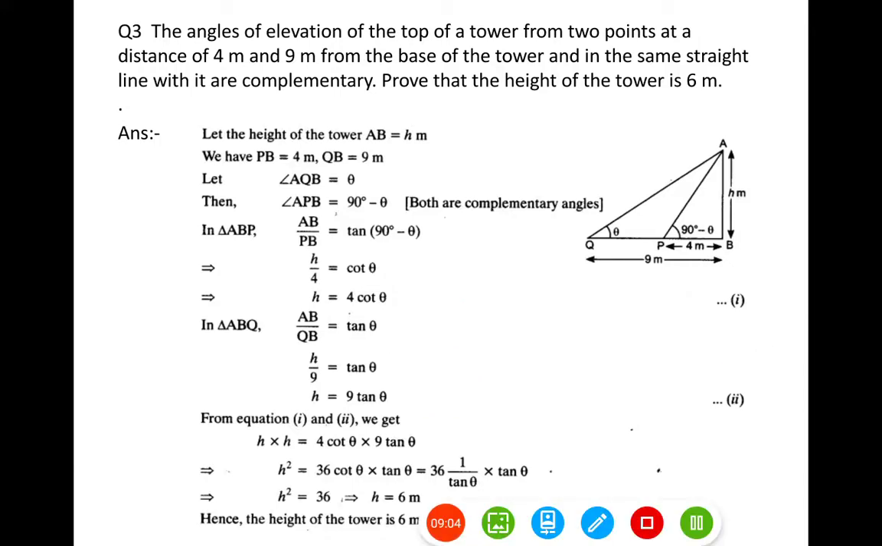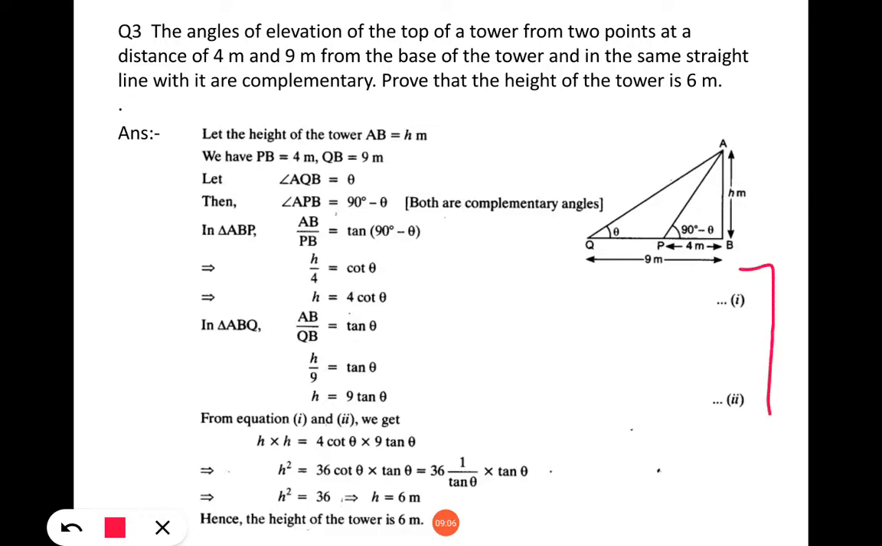Now multiply equation 1 by 2. So we have left hand side multiplied with left hand side, so we have h multiplied by h, and right hand side multiplied by right hand side, so we have on the right hand side 4 cot theta multiplied by 9 tan theta.